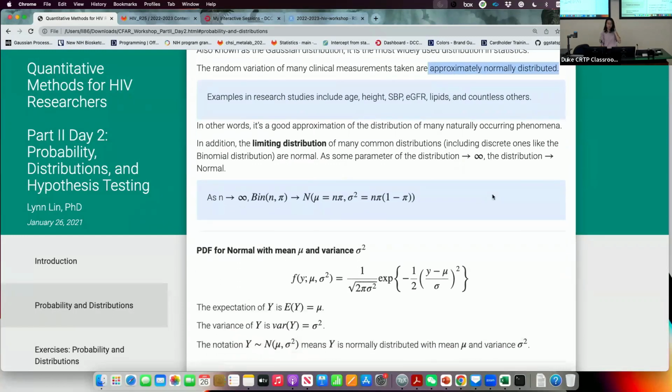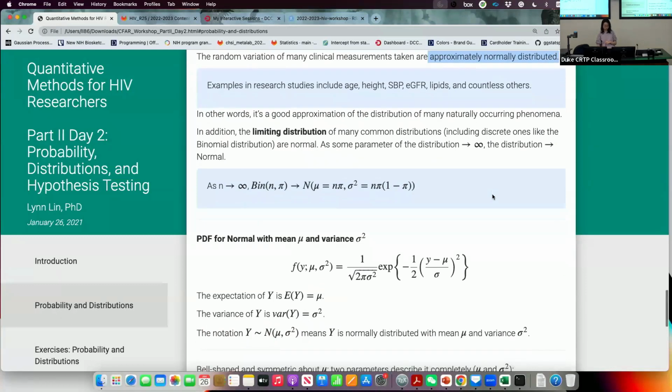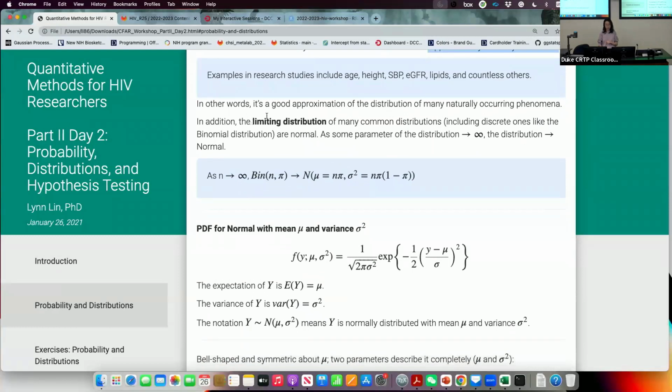In addition, in theory, there's a term called the limiting distribution. We are going to talk about this in detail later. But here, the limiting distribution of many common distributions, including discrete distributions, is actually normal, with the condition that the sample size is large enough.